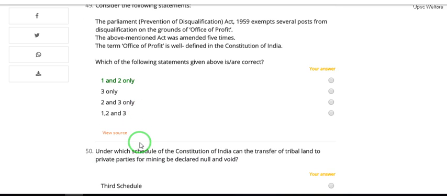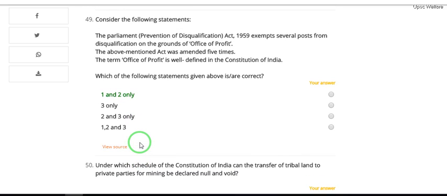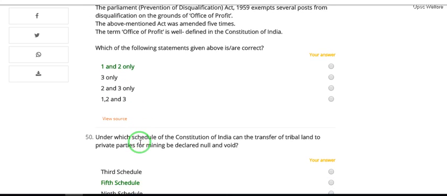Question number 49: the Parliament (Prevention of Disqualification) Act 1959 exempted several posts from disqualification on the ground of office of profit. So it's going to be correct. And the second one, the above-mentioned Act was amended five times so far, of course it's going to be correct. And the third, the term office of profit is well defined in the Constitution of India. It's going to be wrong. It is not well defined, we need an amendment. So 1 and 2 are going to be correct here.